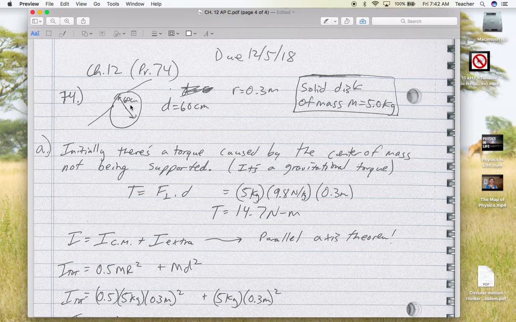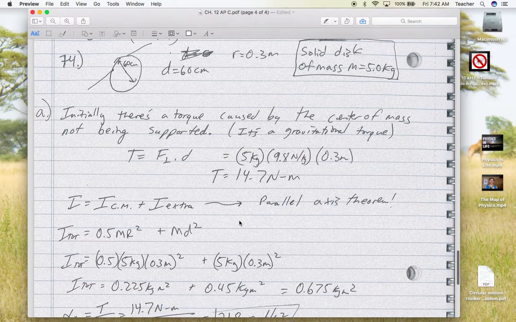The last problem here is an example of the parallel axis theorem. So we have a disk rotated not on the center but on the edge. It's a solid disk. So there's a torque that's caused by the fact that the center of mass is 30 centimeters away from the edge, and it's causing it to fall down. So that gravitational torque when this thing is initially off to the side would be maximized. That's mgd, 14.7 newton meters of torque.